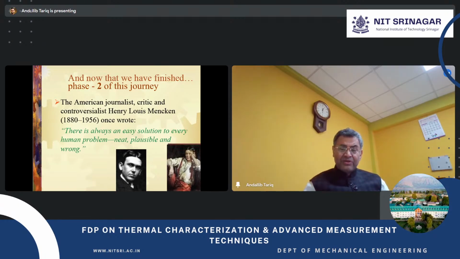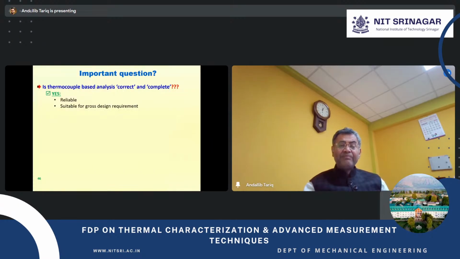This is the famous quotation, I will repeat it here: there is always an easy solution to every human problem, neat, plausible, and wrong. So whatever we are getting is needed, and it is giving solutions to many of the problems, but it may contain some difficulty. What are the difficulties? The important question we have to look at is: is thermocouple-based analysis correct and complete?